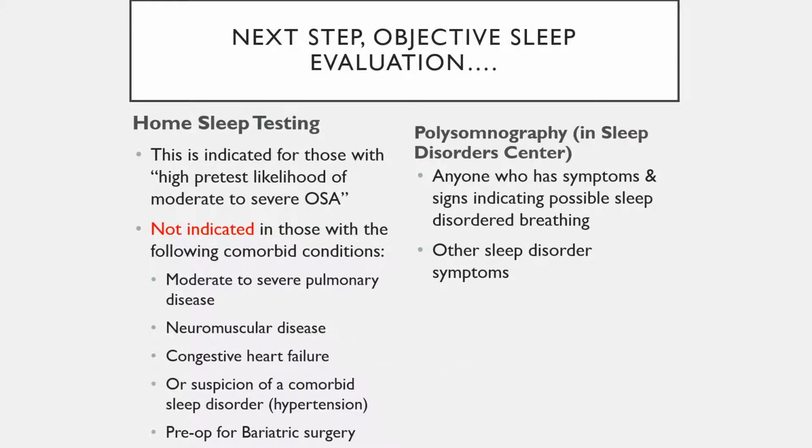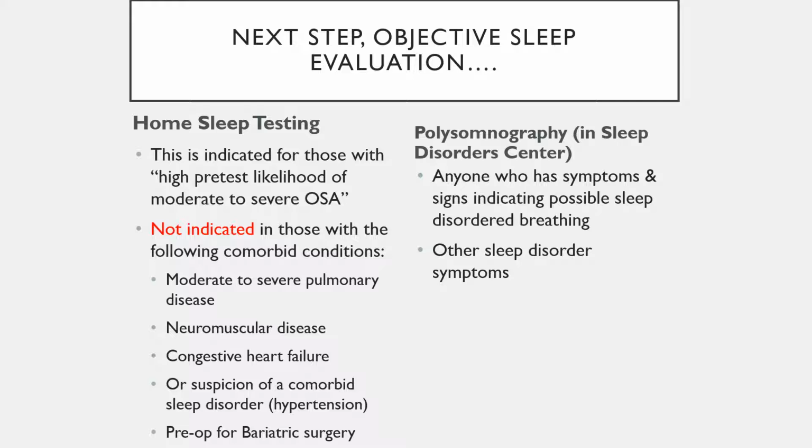The next step in treating the patient for sleep apnea or sleep disordered breathing would be doing an objective sleep evaluation. This could be a home sleep test evaluation, or it could be the gold standard, which is polysomnography, and that would be the sleep test performed in a sleep disorder center. With home sleep testing, this is indicated for those with a high pretest likelihood of moderate to severe OSA. So some of the factors they would take into account for this is someone who's obese, has a large neck circumference, has witnessed apnea or snoring, complains of gasping or choking at night, things like that, where they have several factors that suggest they already have sleep apnea.